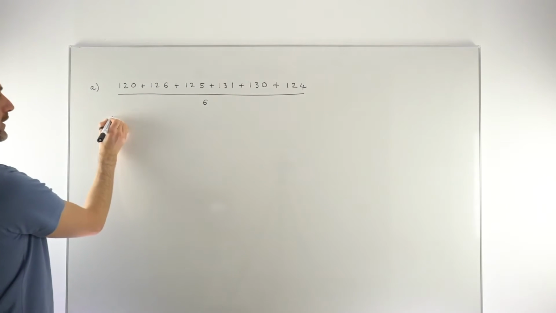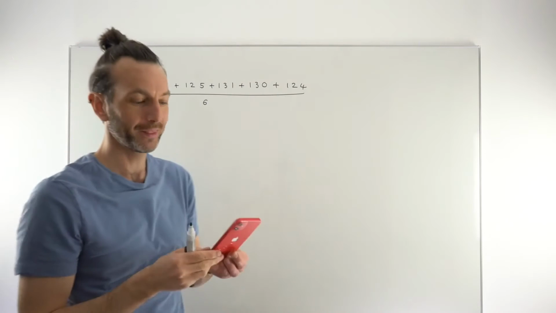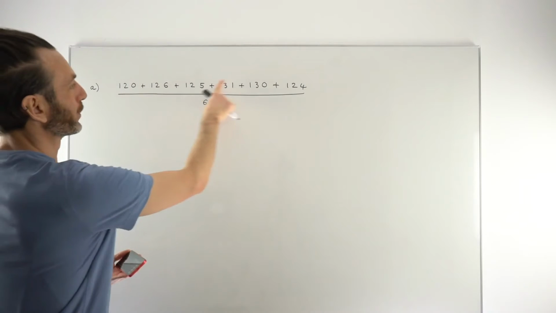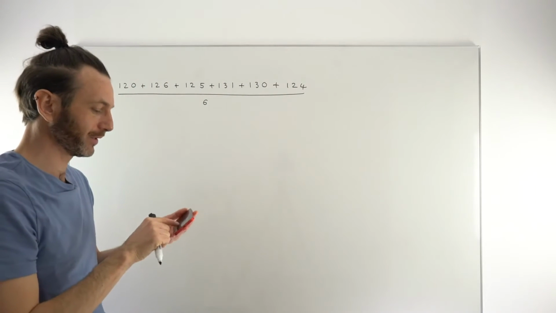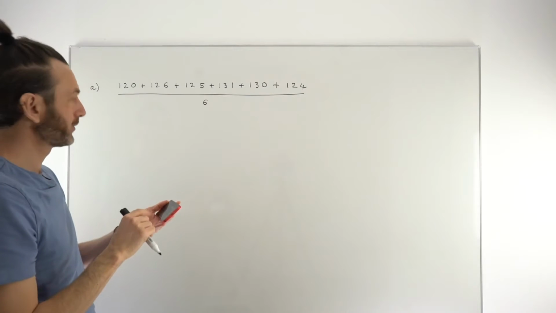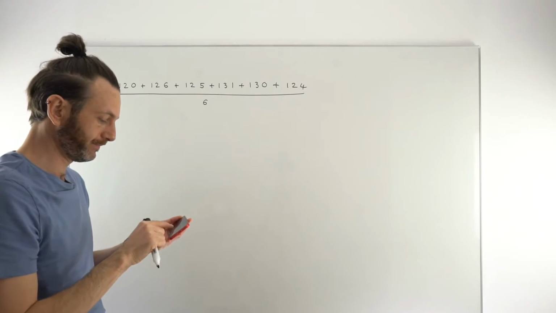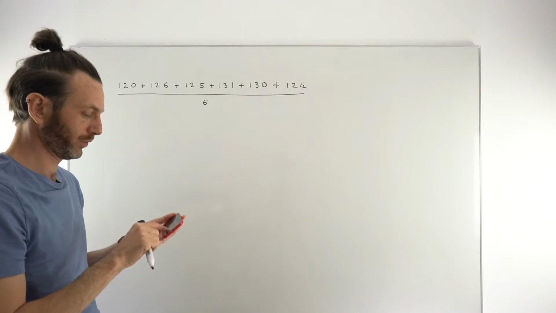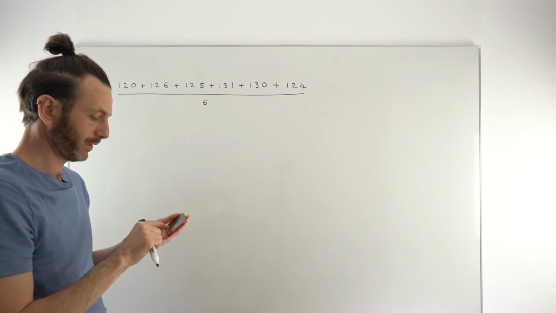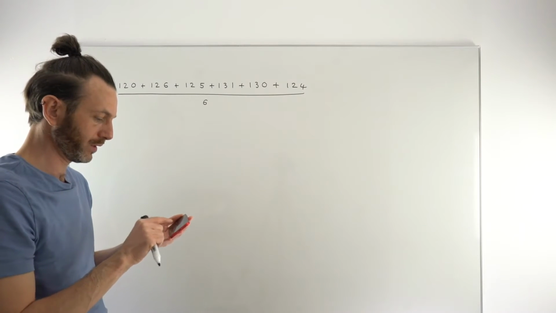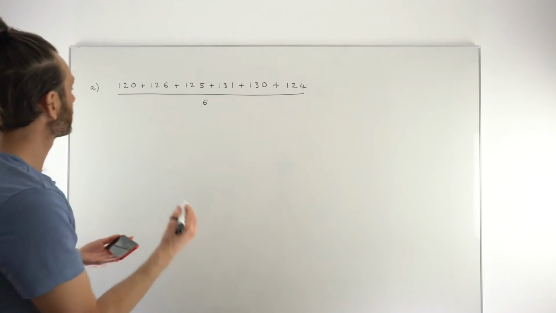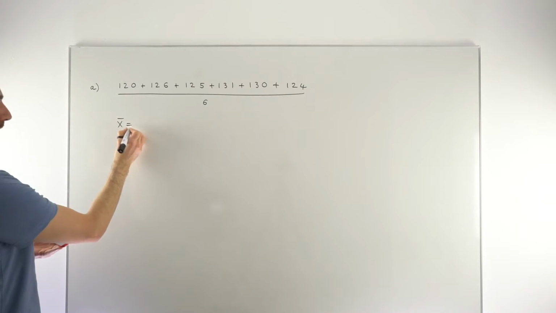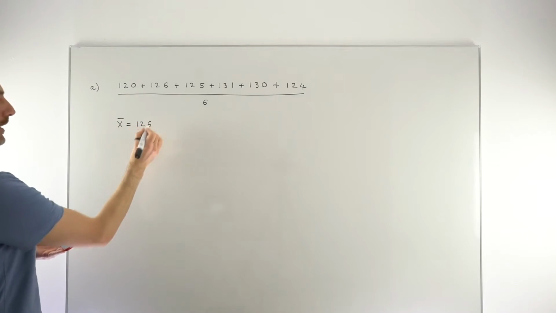And then it's literally just a case of putting that into the calculator. So just got to be careful with the calculation. Remember, the number should come out to be somewhere in the middle of these numbers because it is a measure of the average. So just put the numbers in carefully. 125 plus 131 plus 130 plus 124. Divide that by 6. Okay, so that's come out to be 126. And remember, we use the x bar to represent the mean. So the mean in this case is 126.